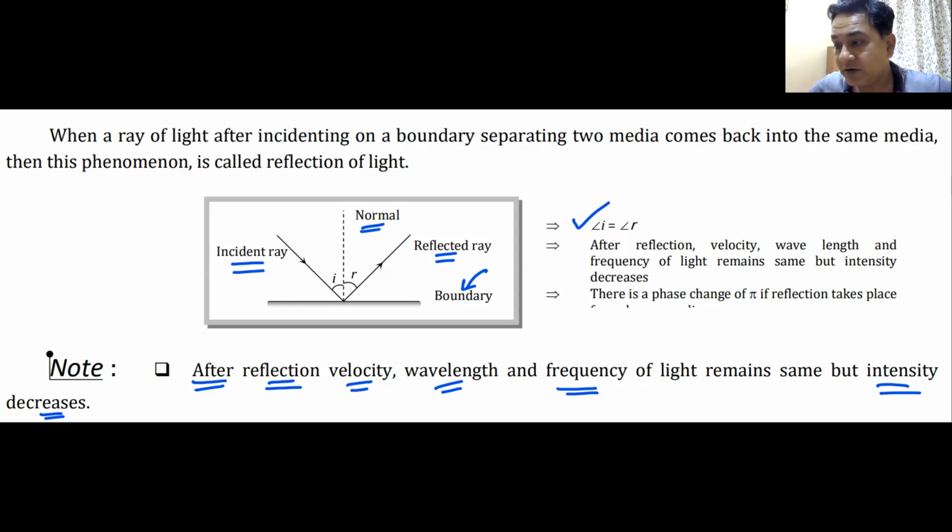I don't think you would have heard the term intensity. Intensity is, in short, energy per unit area per unit time. So that quantity will decrease. Velocity will remain the same, wavelength will remain the same, frequency will remain the same, intensity changes. There is one more thing that might change or might not change. That is known as the phase of the wave. Phase.